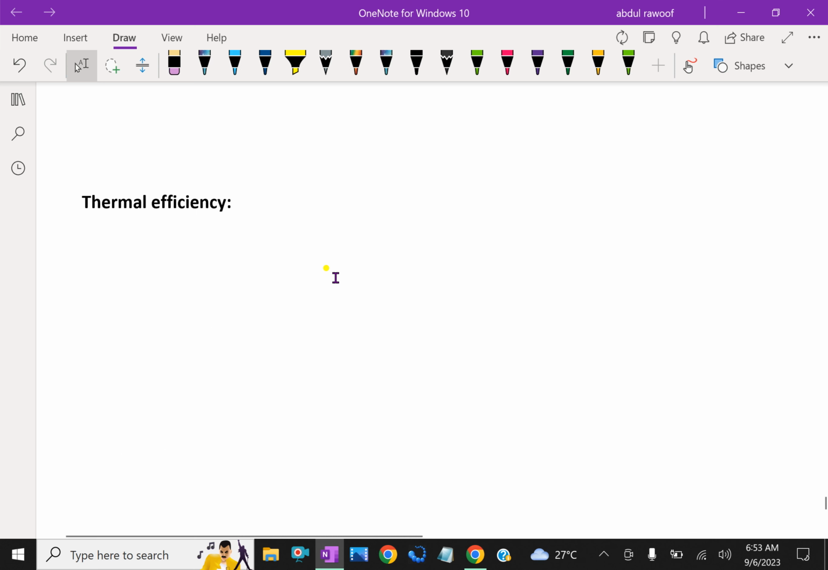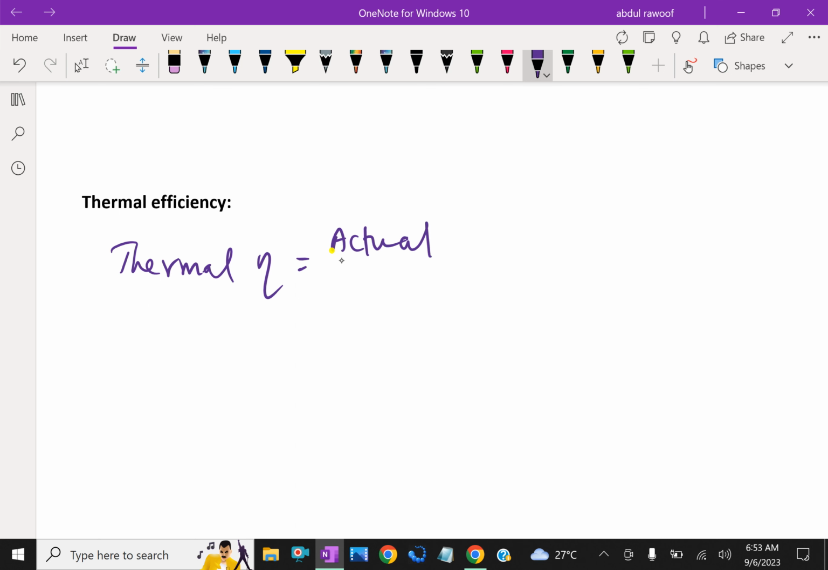Now we'll see what is thermal efficiency. It is defined as the ratio of the heat actually utilized to the total heat produced. Therefore, thermal efficiency is equal to the ratio of actually utilized heat over total heat produced.